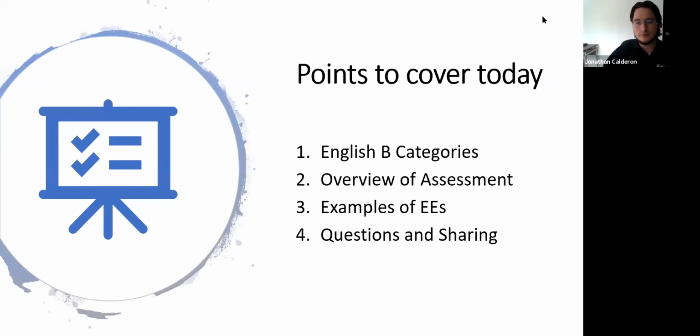We have 4 points to cover, which is basically the English B categories, because sometimes we have a little bit of confusion, especially between category 2 and 3, which is a little bit confusing. So we're going to go over that. I'm going to be, of course, accepting questions. We're going to be talking about some things to try to figure out in which category would we classify them, okay?